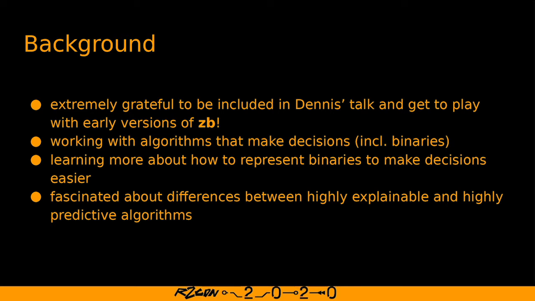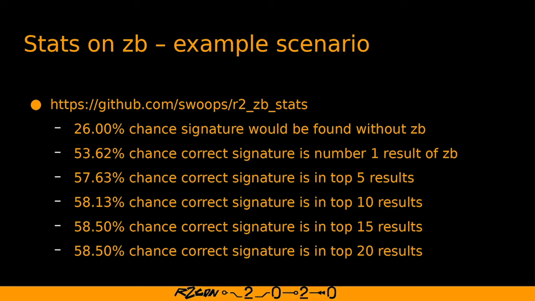I work with algorithms that help us make decisions, including decisions about binaries, whether a given binary is malicious or benign, for instance. I like learning more about how to represent binaries so as to make such decisions easier, and I think a lot about the differences between the highly explainable and highly predictive algorithms, as well as the trade-offs involved in using them. When Dennis mentioned he's working on the problem of soft signature matching, I was quite interested to see how well it performed in a simple case, in a baseline.